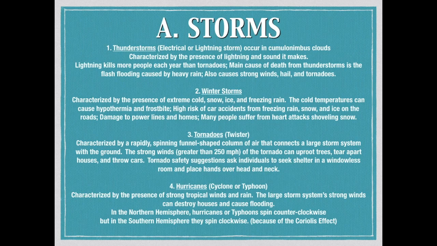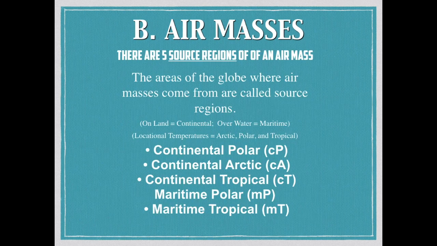Now, there's different storms to be aware of. Some of these you'll have to read through. Some of these are very self-explanatory. Thunderstorms versus winter storms, tornadoes, and then hurricanes. And here we see the air masses from that picture that we saw on the previous page. We see the letter C, or continental, meaning on land, while M for marine is over water. And then the locational temperatures, Arctic, polar, and tropical.